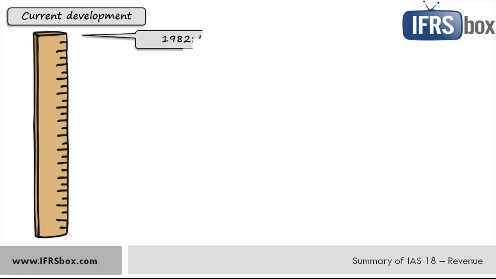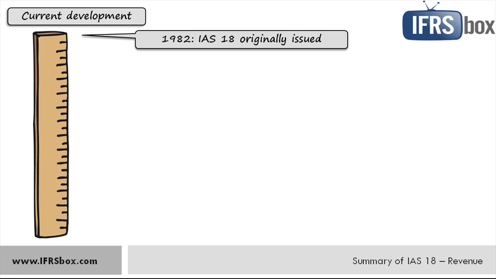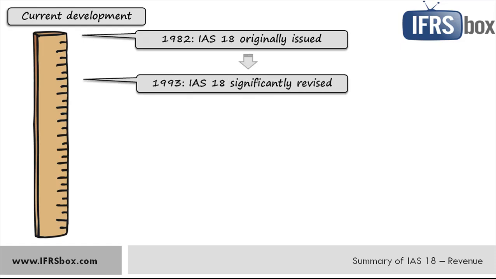IAS 18 was originally issued in 1982, and then it was significantly revised in 1993 as a part of the Comparability of Financial Statements project. Since then, there was no major change in the standard for many years.